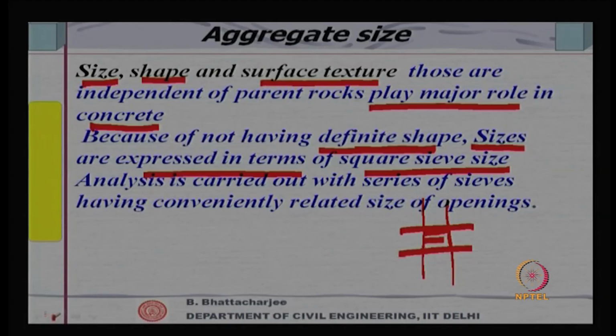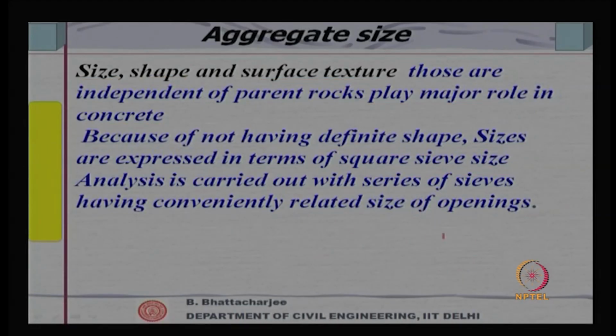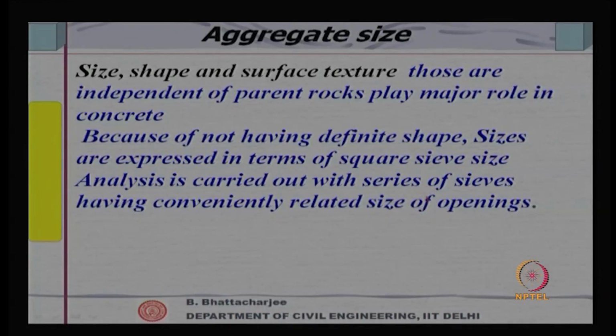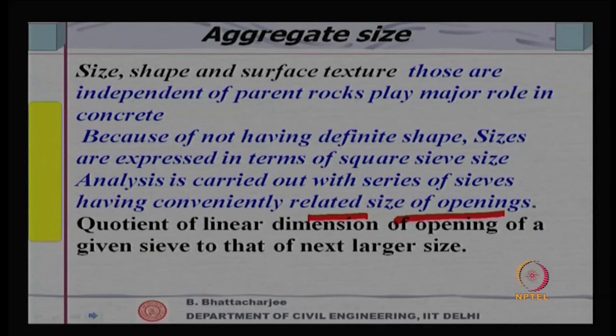So, basically we do what is called sieve analysis, allowing the aggregate to pass through square meshes or sieves, normally a series of sieves. The aggregate size is then conveniently described in terms of the size of the opening. So, we do sieve analysis and conveniently relate the size of the aggregate to the size of the square mesh, or sieve size as we call it.